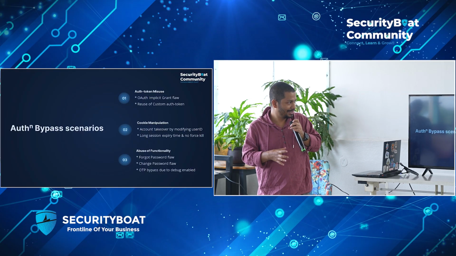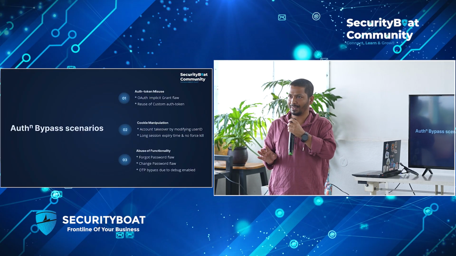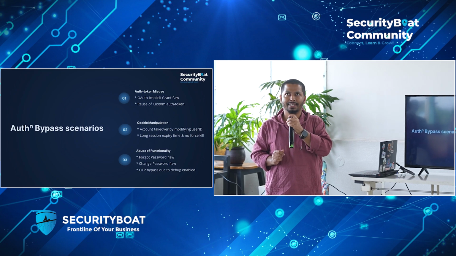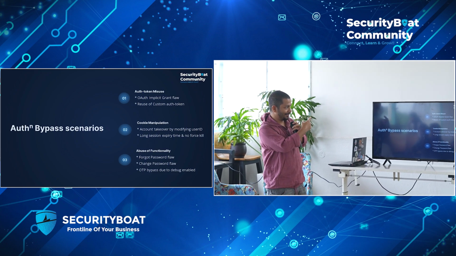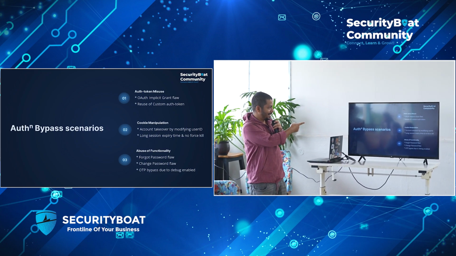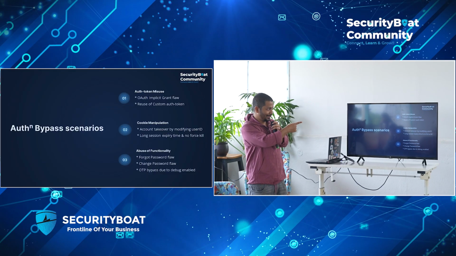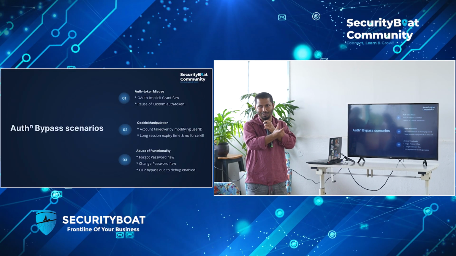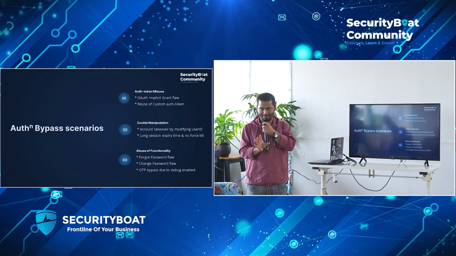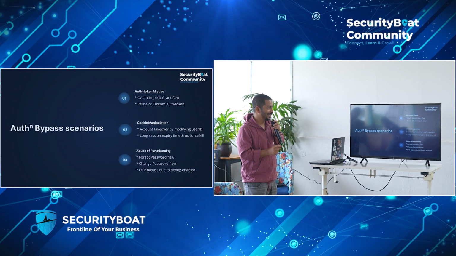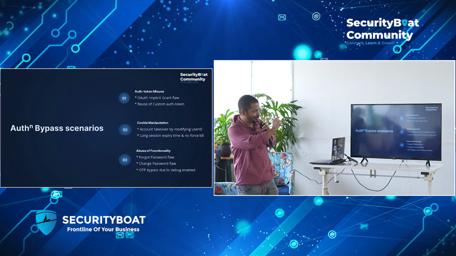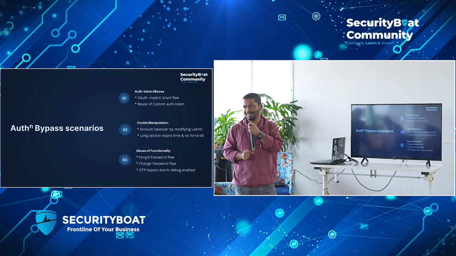The last authentication bypass scenario I want to discuss is the abuse of functionality. Okay. In case you can see here, forgot password flow and change password. It is not FLOW, it is FLAW, meaning there is a vulnerability included in there, right? Flow and flaw. Similarly, what is the difference between forgot password and change password? Can anyone tell me?